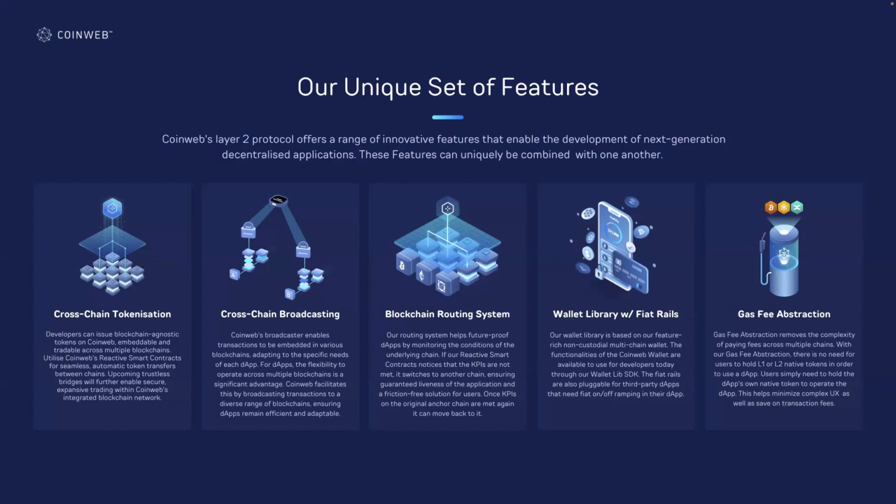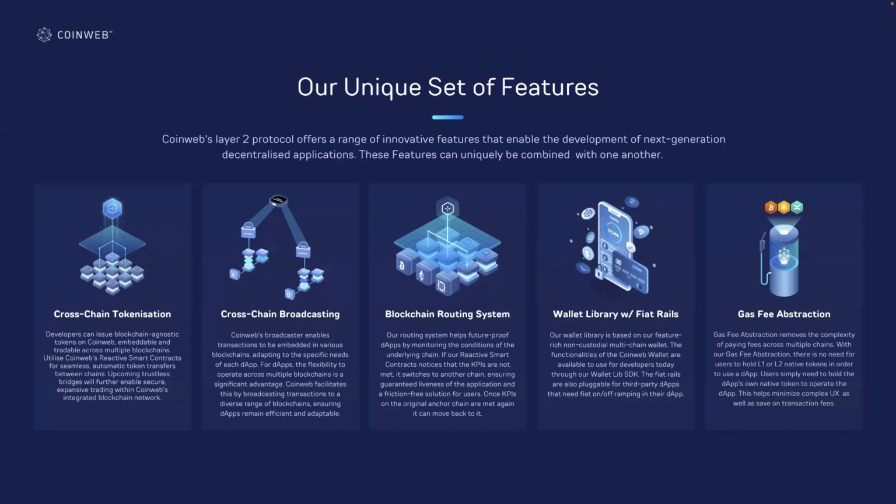So you can issue the token on an L2 level, and then you can choose what chains on the L1 level you embed the transactions into. We've set up a blockchain routing system, which is very unique, I would say. So if you issue a token on CoinWeb on an L2 level, you can pick the chain that you embed the transactions into, where consensus is done, basically.